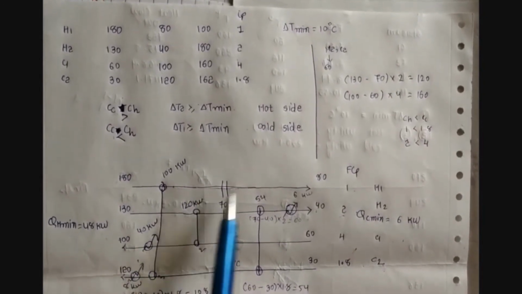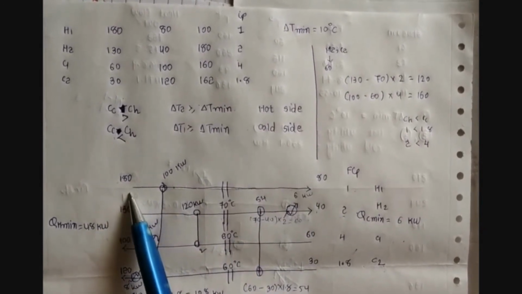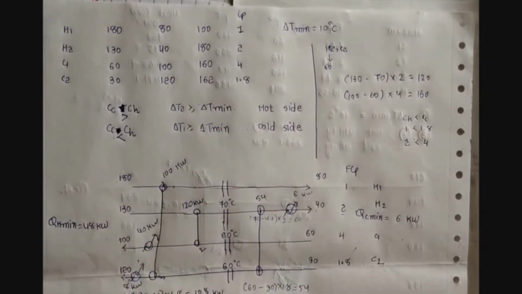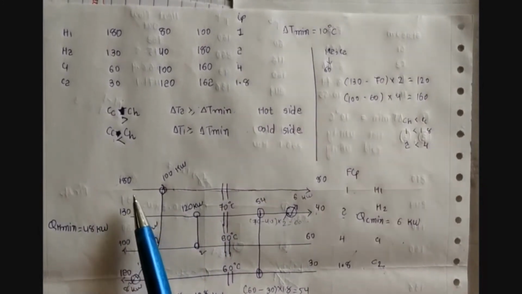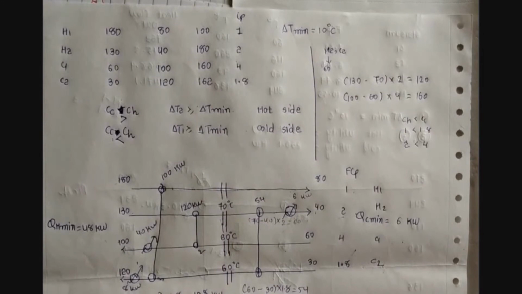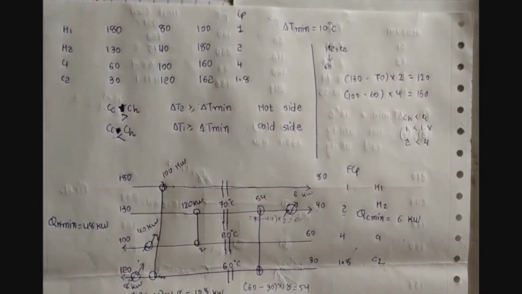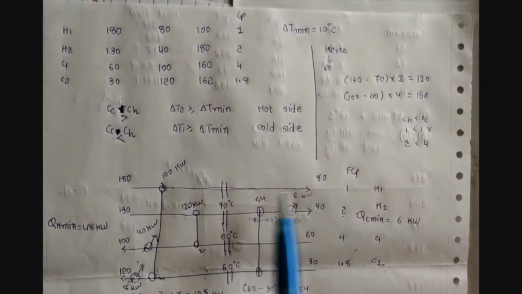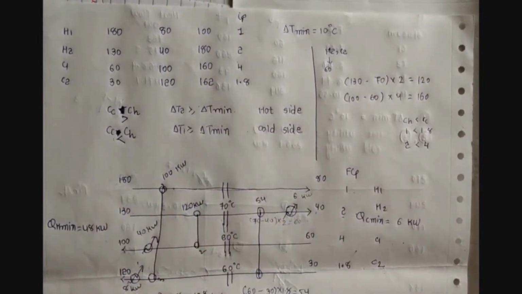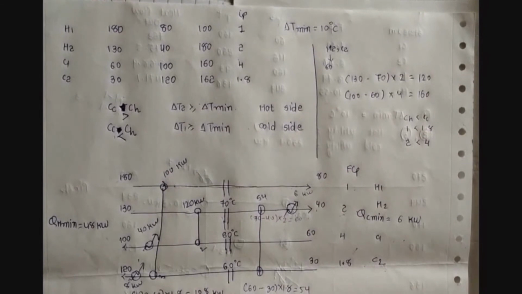because 180 minus 70 is 110 kilowatt, but we cannot consider 70 here. Why? Because the stream is available in the range of 180 to 80. So 70 degrees Celsius we cannot consider; 70 degrees is not in the range, it is not in the range of the pinch temperature. That's why we have considered 180 minus 80, the total requirement of the stream that is fulfilled by C2, right?